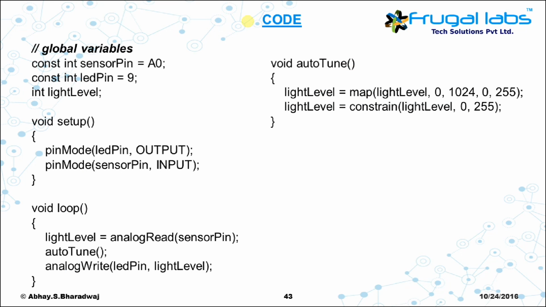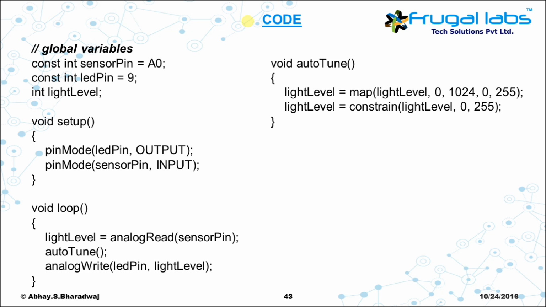Okay, the code is as follows. I am declaring a sensor pin variable called sensor pin, and I am equating it to A0. So in Arduino, whenever you have to mention analog pins, you have to prefix it with A. For digital pins, there's no need for you to prefix with the D, but for analog pins, you have to prefix it with A. So A0 is analog pin 0.